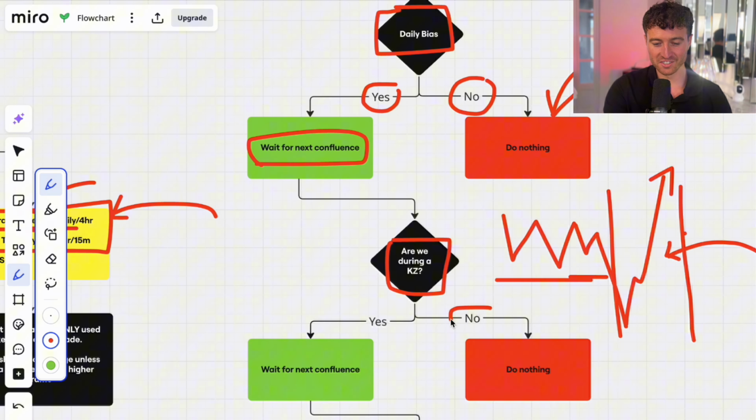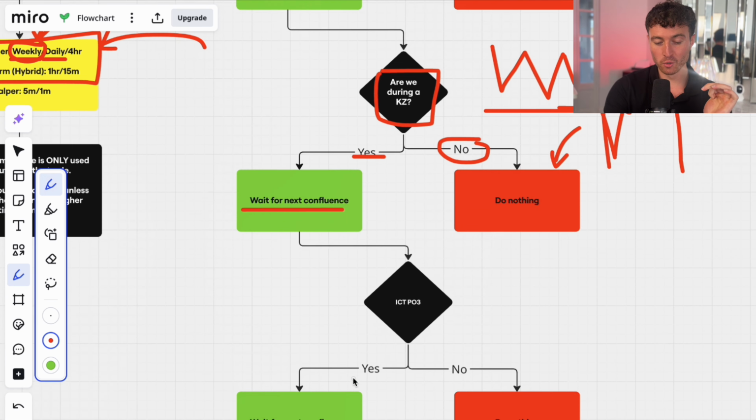All right, so let's say the answer is no and you're not during a kill zone. Then there's not much liquidity available in the markets, and therefore you should be doing absolutely nothing. If you are during a kill zone, you may have guessed it, but we need to wait for the next confluence. But we're starting to go down the process right here.